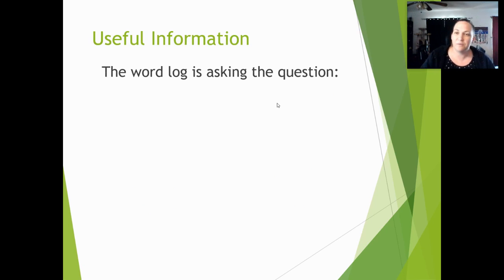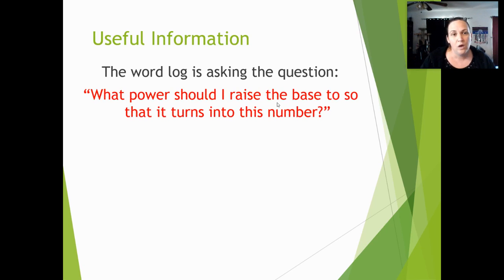So if you remember from class, and maybe you didn't write it down in class, but you can write it down right now, we learned that the word log is asking a question. And the question that it is asking is, what power or exponent should I raise the base to so that it turns into this number? And then if you can figure out the exponent, then that's the answer.